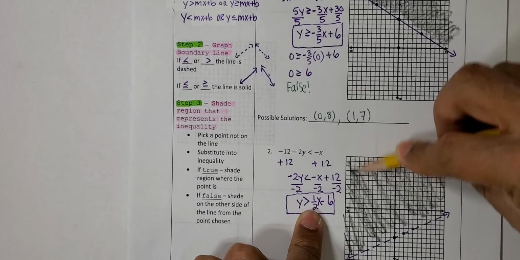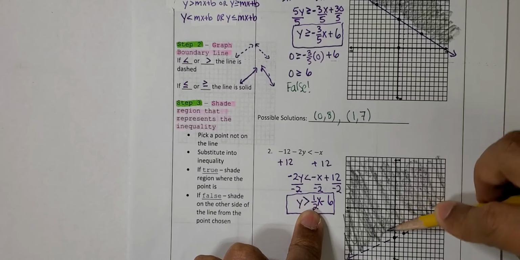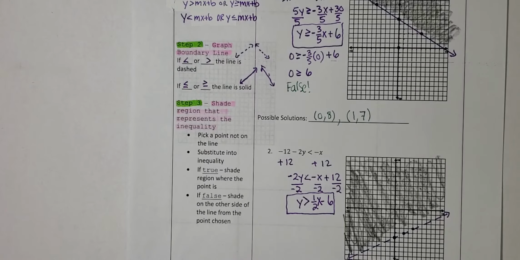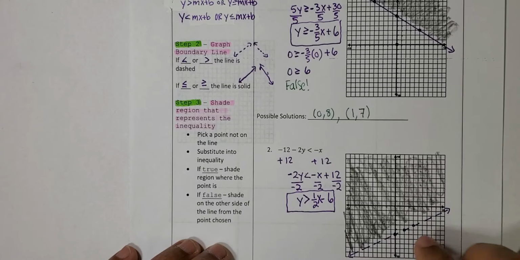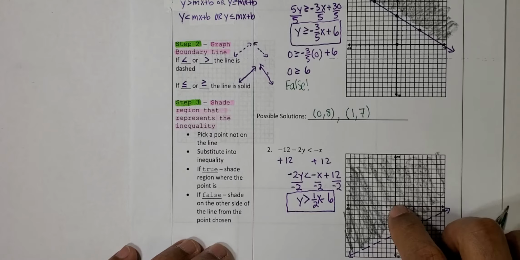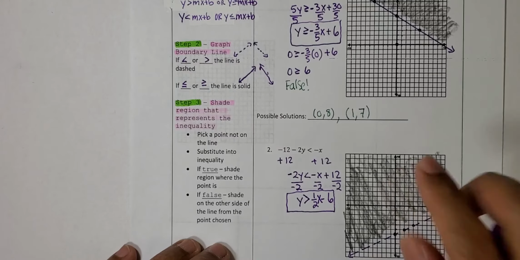Okay, and we're just going to choose a couple of points here that are on the shaded area. And they should make this a true statement. Okay, so what if we choose 0 and 8? What do you think? Does that work? Okay, 0 and 8, it's 0 is here, 8 is way up here. So that should make it a true statement.